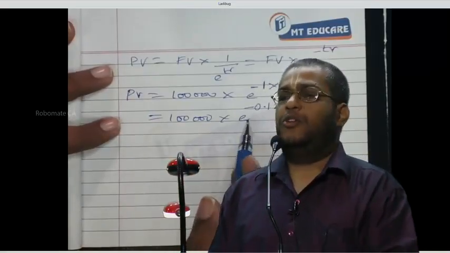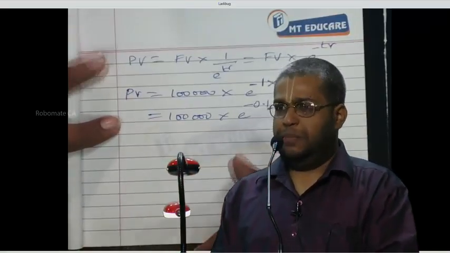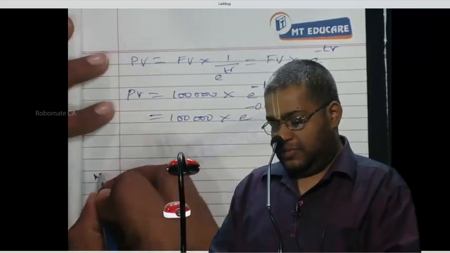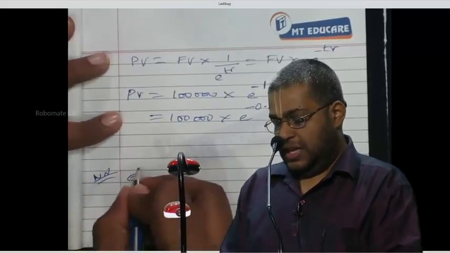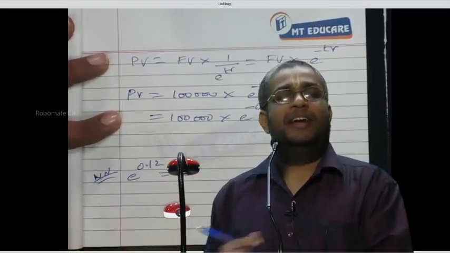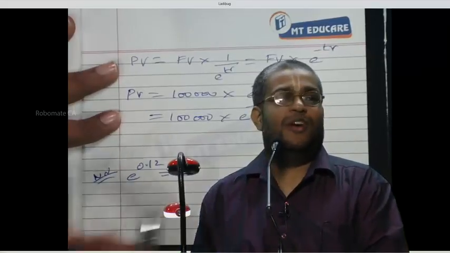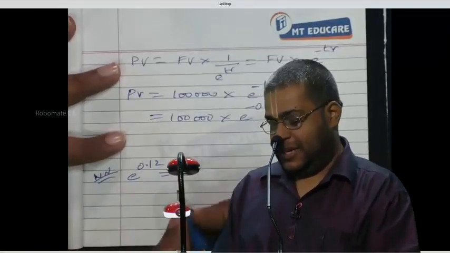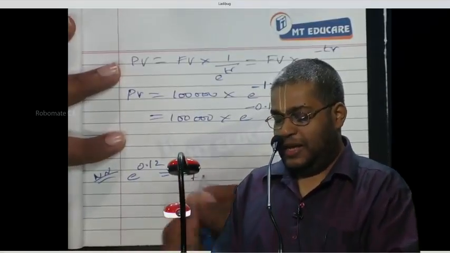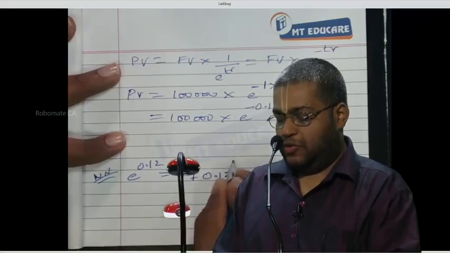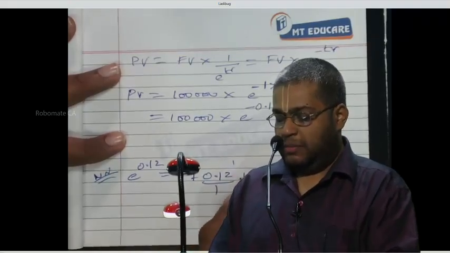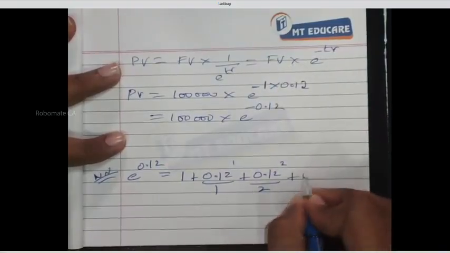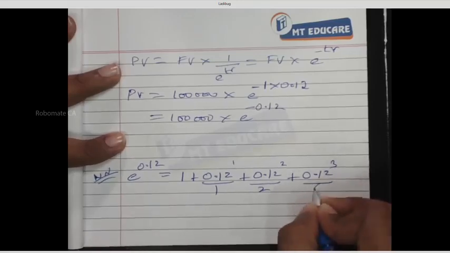Don't ask me how to find out e power minus 0.12. Find e power 0.12 and then inverse it. Write down a working note: e power 0.12. You might have already done it, but do it once again for clarity. Tell me first: 1 plus x power 1, that is 0.12 by 1 factorial, plus x squared, that is 0.12 squared by 2, plus 0.12 cube divided by 6.